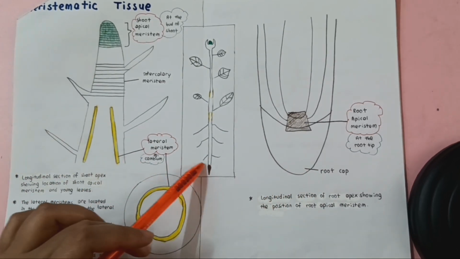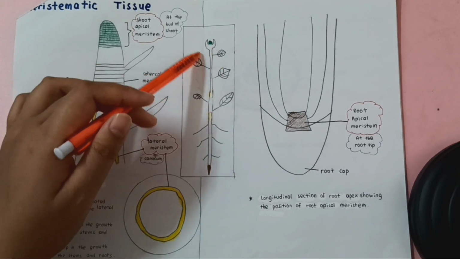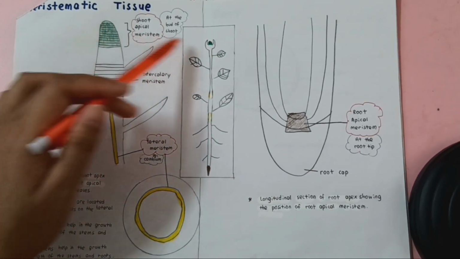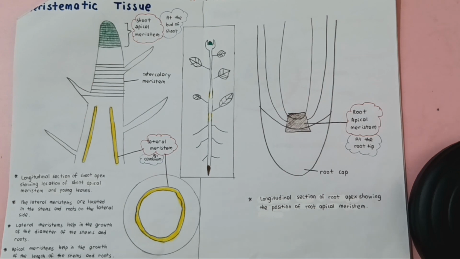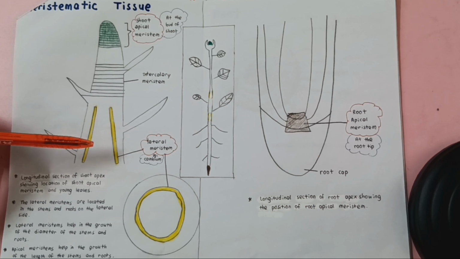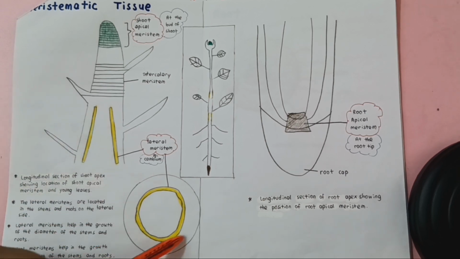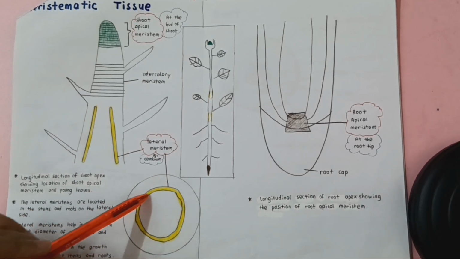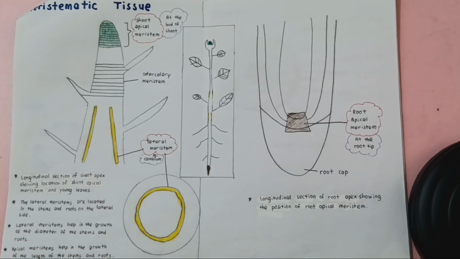So here is the root cap, and here is the root apex, and here is the shoot apex. So the second meristematic tissue is the lateral meristematic tissue. They are located in the stem and the root on the lateral side, meaning the side part. And then they are responsible for the growth in the diameter of the stem and the root.